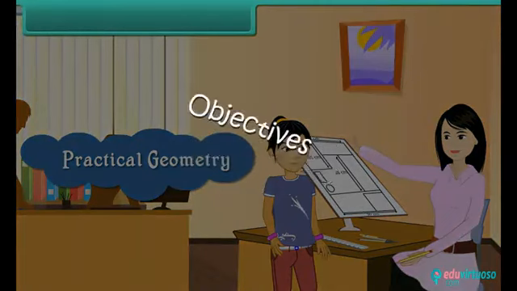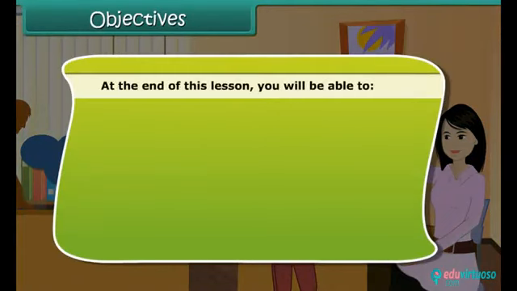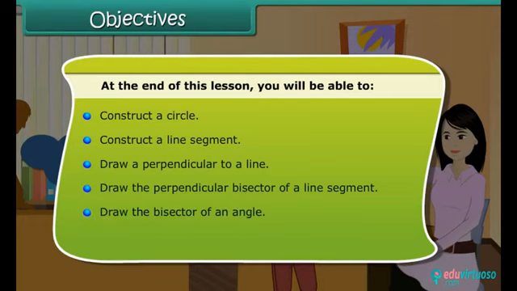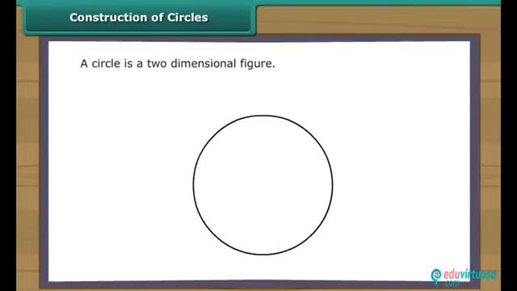Objectives. At the end of this lesson, you will be able to construct a circle, construct a line segment, draw a perpendicular to a line, draw the perpendicular bisector of a line segment, draw the bisector of an angle, construct angles.